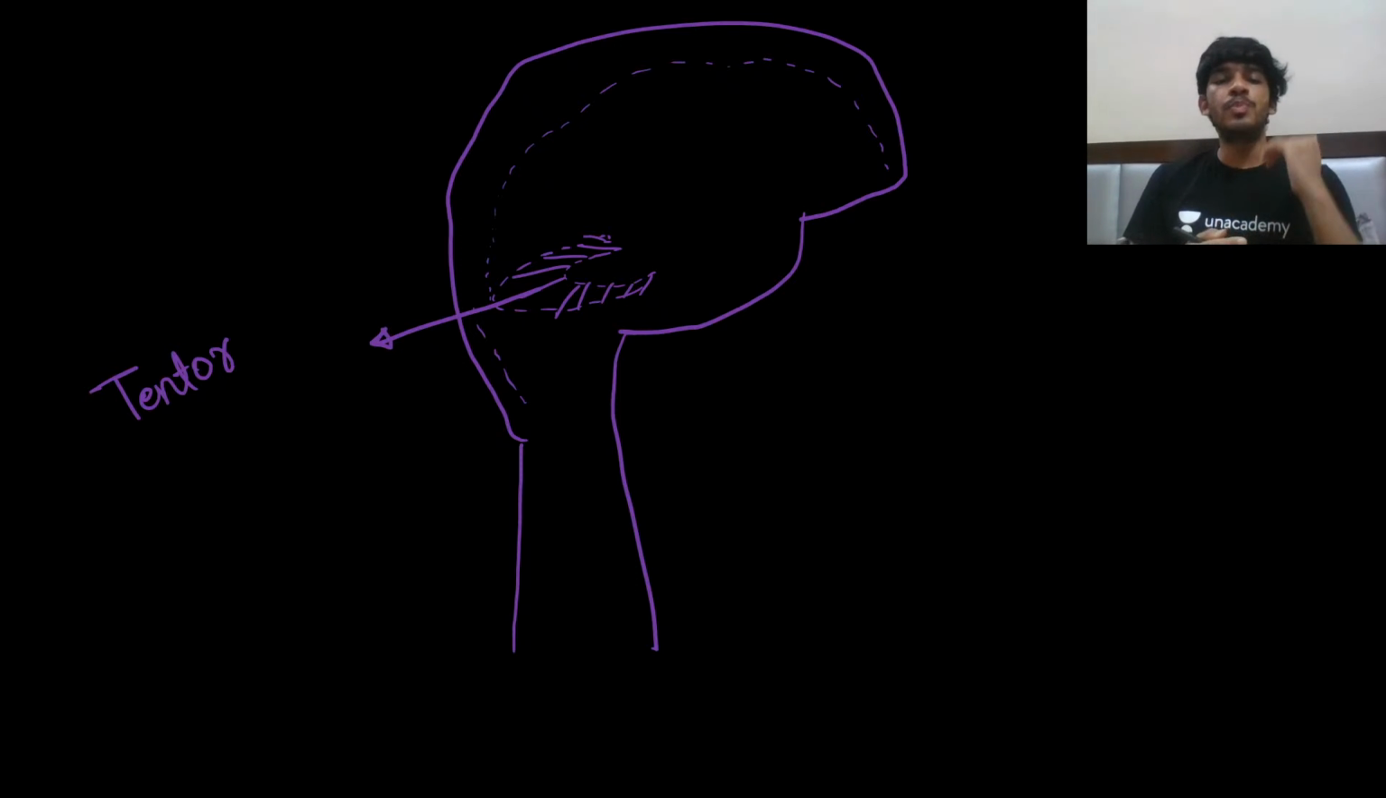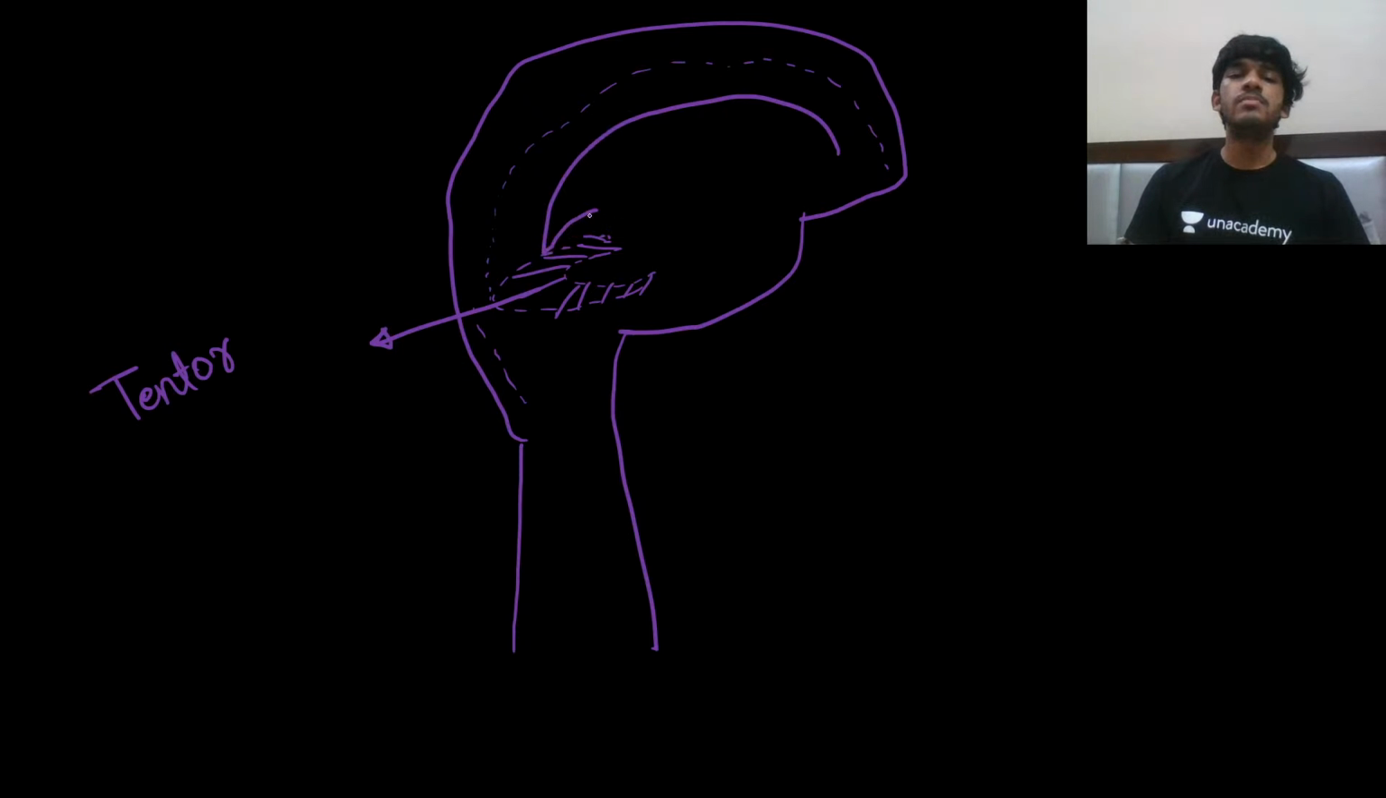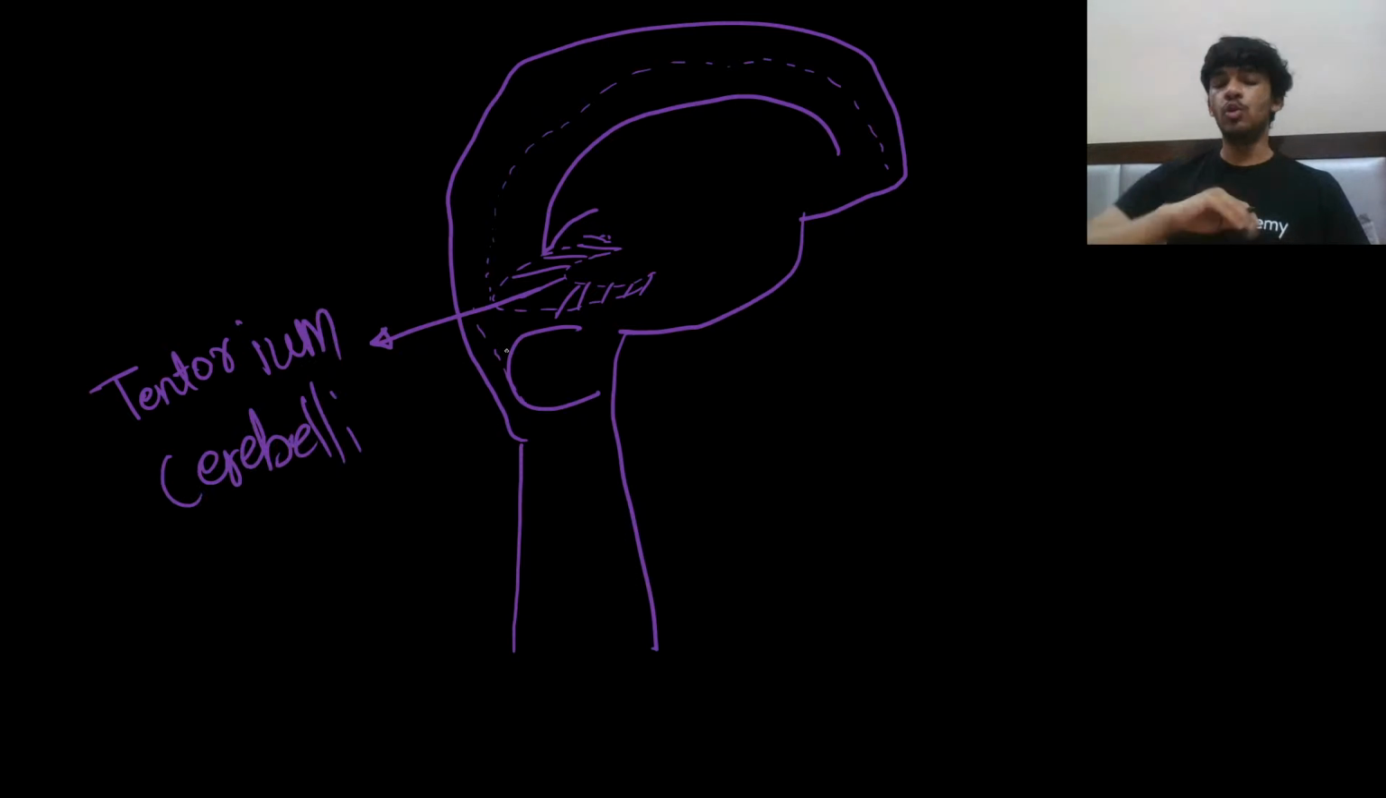The tentorium cerebelli is the sheet on which you have the occipital lobes resting, and you will have the superior surface of the cerebellum below it. This is why it is known as the tentorium cerebelli, because it is a tent over the cerebellum. The dura is also present in this way, so there is a supratentorial dura and there is infratentorial dura.